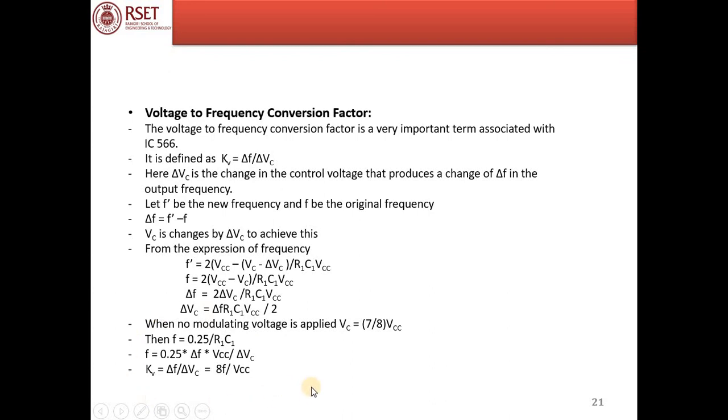So this is a very important term for the VCO IC. So in this session we have learned about analog multipliers, how it is implemented, some of the characteristics of analog multipliers, one analog multiplier IC. Then we learned what is a voltage controlled oscillator, how a general grounded capacitor voltage controlled oscillator works. Then we learned a voltage controlled oscillator IC, how it works. We found out how the frequency is dependent on the modulating voltage. Then we also learned a very important term, which is the voltage to frequency conversion factor.